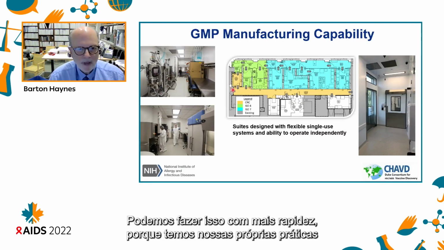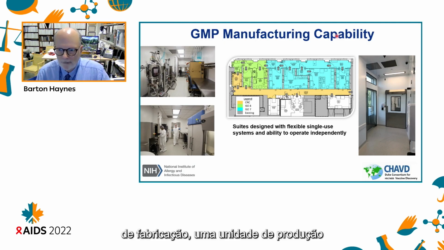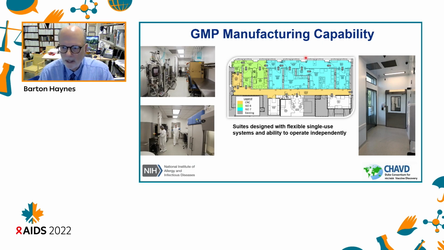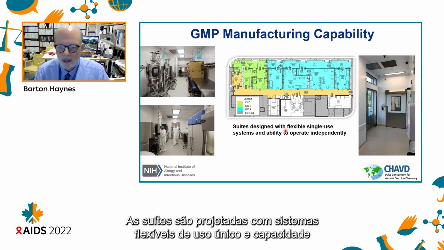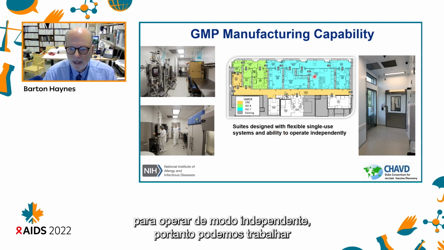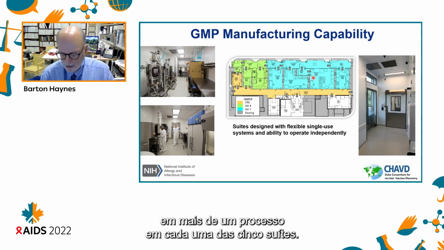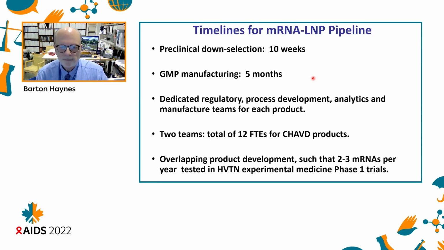The way we're doing this faster is that we have our own good manufacturing practice vaccine production facility and capability at Duke for the CHAVD work. The suites are designed with flexible single-use systems and the ability to operate independently, so we can make more than one process in each of the 5 suites.